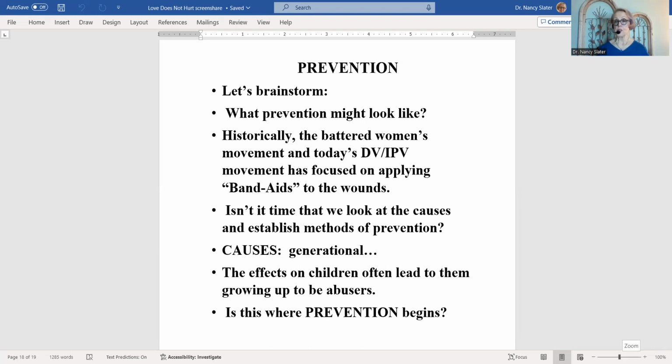One of the causes is generational. We know that children raised in abusive homes are 3 times more likely to become abusers as adults than their peers. So what does that mean? That means one generation taught the other generation how to behave.